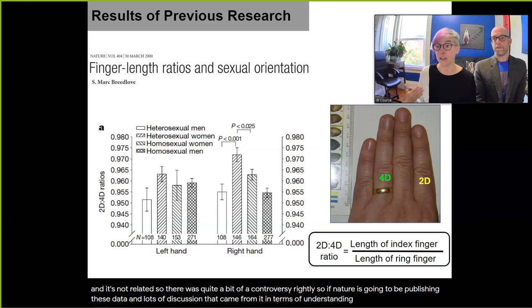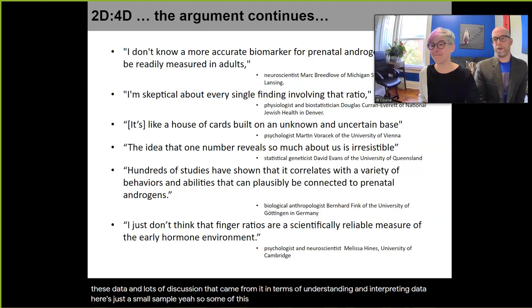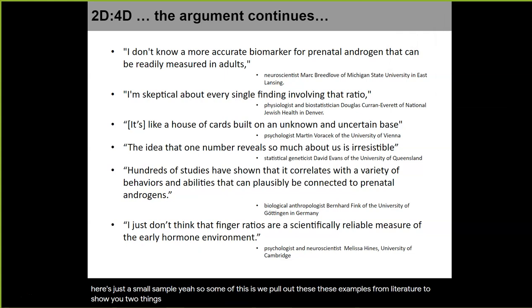Here's just a small sample. Some of this, as we pull out these examples from the literature, is to show you two things. One of them is that it's still going on, that this was published in Nature. Breedlove here is the top quote. He's at a really reputable institution, and he's throwing up his hands going, I don't know a more accurate biomarker of prenatal androgen, and so on. And then you just look at the bullets from the rest, from eminent scholars in the literature. I'm skeptical. It's a house of cards built on unknowns and an uncertain base. It's irresistible, but built on an unknown base. Just correlates, and it's not a scientifically accurate measurement.